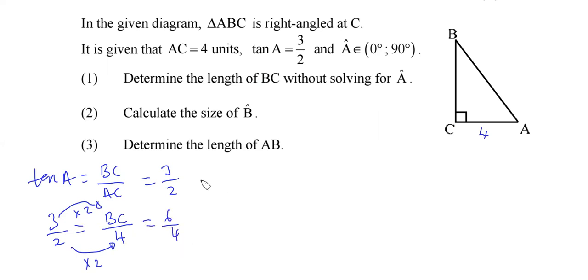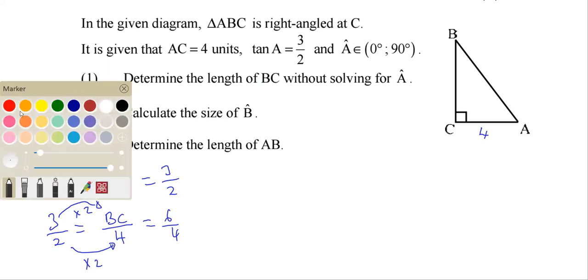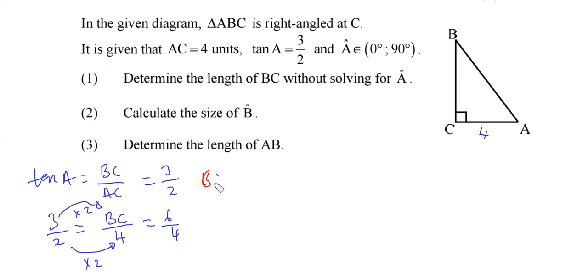Now, if we look at 6, it means that our BC is equal to 6 units. Okay, so you use proportion here. Now calculate the size of B. How do you calculate the size of B? We've got 6 already here, so we can put our 6 there. Let me put it in a different color to show that we looked for it.